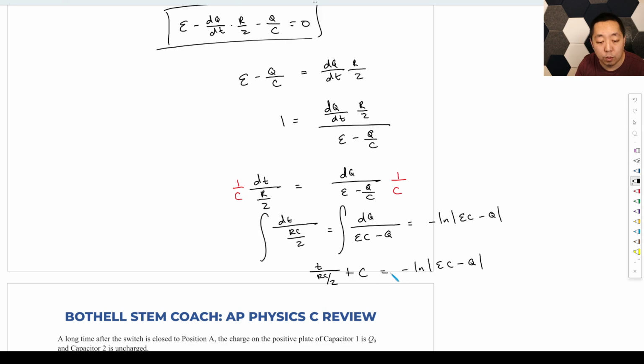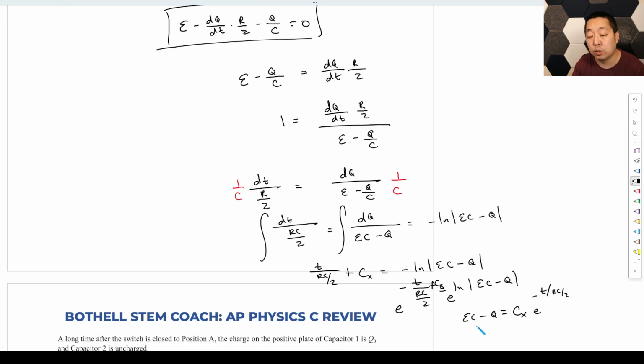Multiply through by negative 1. So it's going to be negative t over RC over 2 is equal to natural log absolute value of epsilon C minus Q. We'll put e as the base to get rid of that. Oh, no, we have a plus C here. e is the base, and you can strip away the absolute value sign as long as you say... this C and this C are confusing. So we're going to call this CX. Okay, CX. So that's going to equal CX e to the negative t over RC over 2.